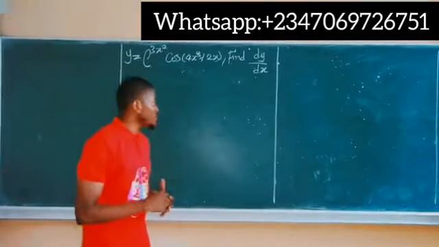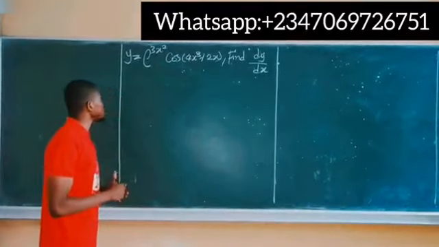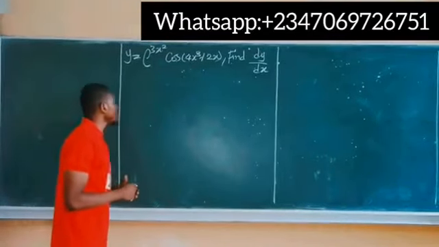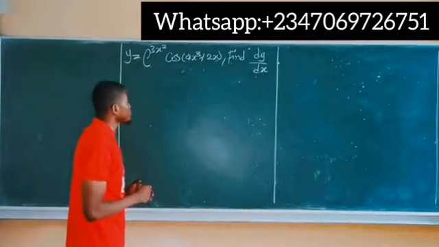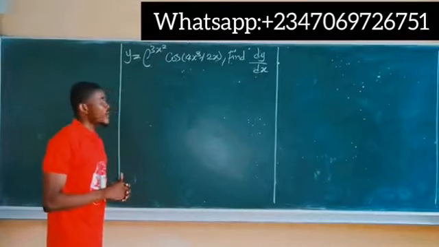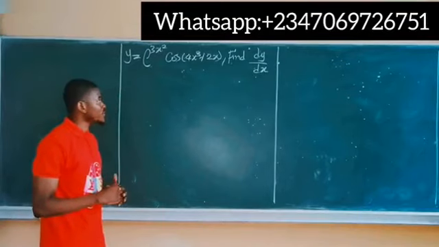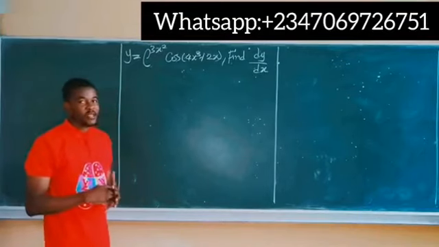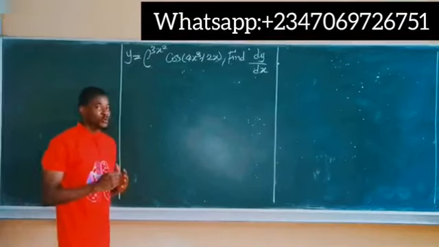So let's say we have this problem of y equal to exponential 3x squared cos 4x cubed plus 2x, and we are asked to find the derivative of y with respect to x, simply dy dx. So this is what I will do.